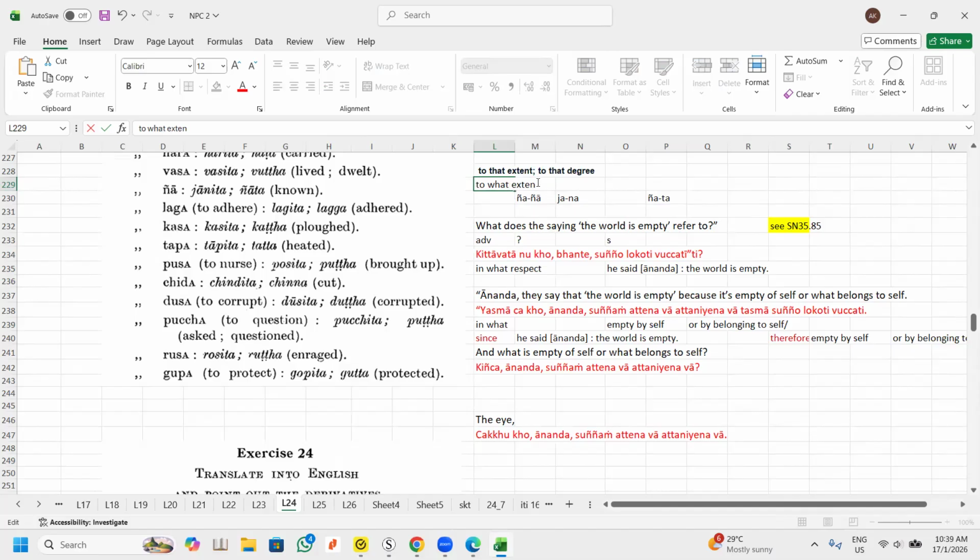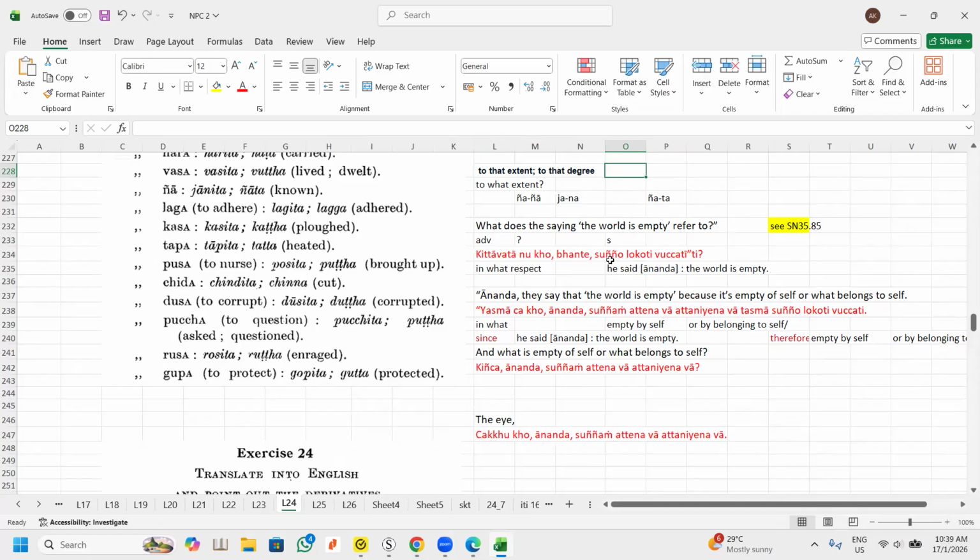To what extent? Technically, to what extent is basically a kind of question already. So in this case, the author, the Venerable Sujato, translates it as 'in what respect'. You know why he used 'in what respect'? You see the next line.